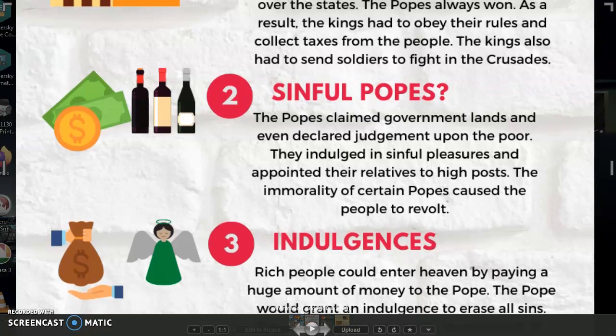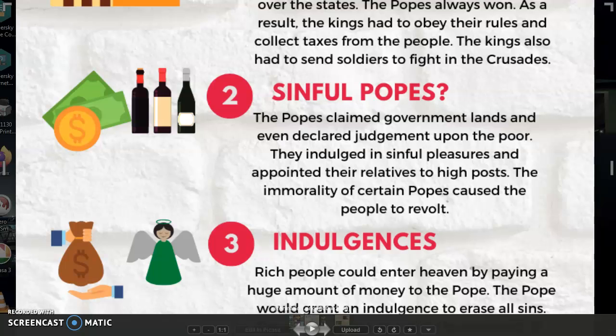Point number 2. Sinful popes. Can popes be sinful? The question itself is a question. The popes claimed government lands. They asked the kings to surrender lands for the church, and they had their own court called the ecclesiastical court, where judgment was given upon the sins of the poor, and the punishment for these sins were often horrible.